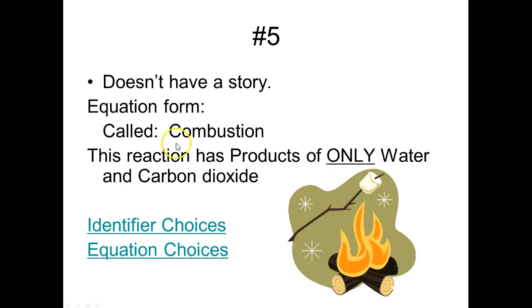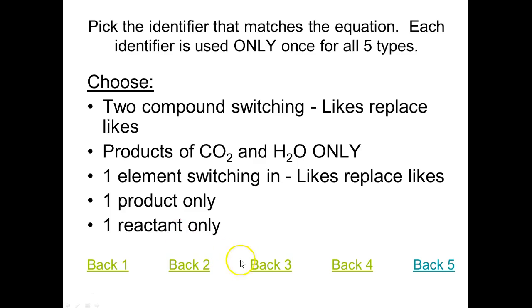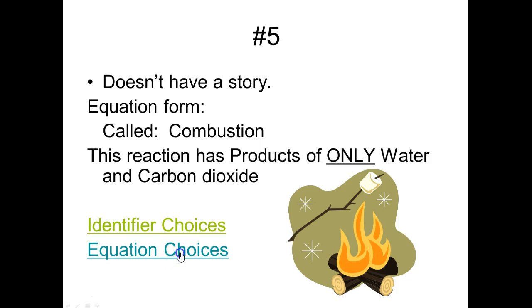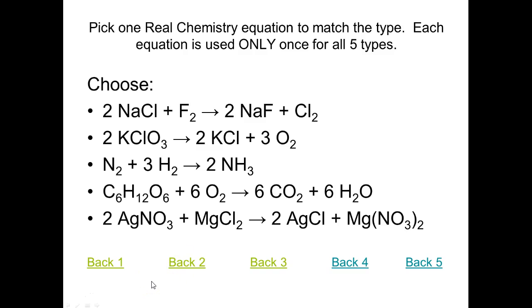So let's look at our identifier choices. It should be pretty easy because we only have one choice left. Our last choice says products of CO2 and H2O. If you see an equation that has CO2 and H2O as your products, and they are the only things there, it's the easy choice. It's a combustion reaction. Looking at these equations, we have used 4 of the 5 of them. You can identify that this 4th equation here has carbon, hydrogen, and oxygen, and its products are CO2 and H2O, and only those 2 substances. So it is a combustion reaction.